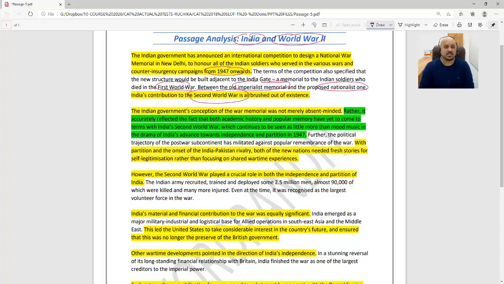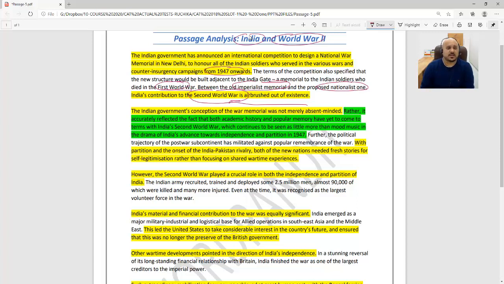We've not acknowledged it. Indian government's conception of the war memorial was not merely absent-minded for the fact that Second World War was skipped out. Rather, it accurately reflected the fact that both academic history and popular memory have yet to come to terms with India's Second World War, which continues to be seen as little more than mood music in the drama of India's advance towards independence and partition in 1947. Basically saying that it's just part of the backdrop. It's not regarded as something important.